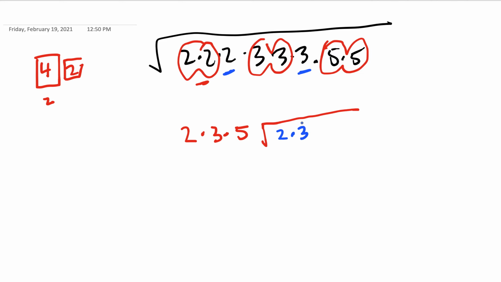And again, everything we were doing was multiplying. We factored this. These are multiples. So then now that we've done our pairs and we've collected everything, we multiply them all back together. So our final answer inside is 6, 2 times 3, the 2 and the 3 that were left over. And the numbers that we took out, one from each pair, we multiply them, 2 times 3 times 5, which is 30.